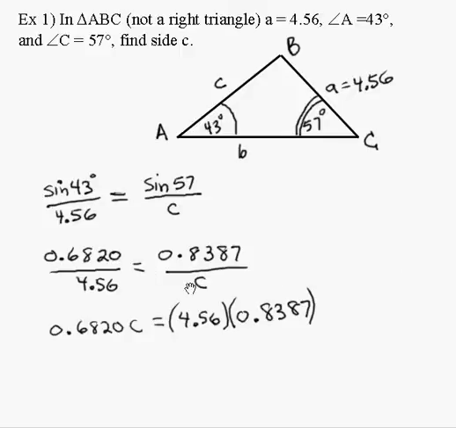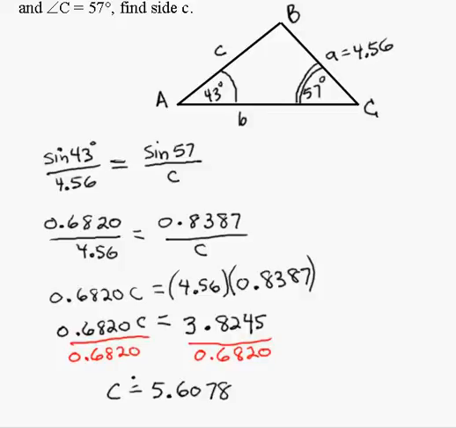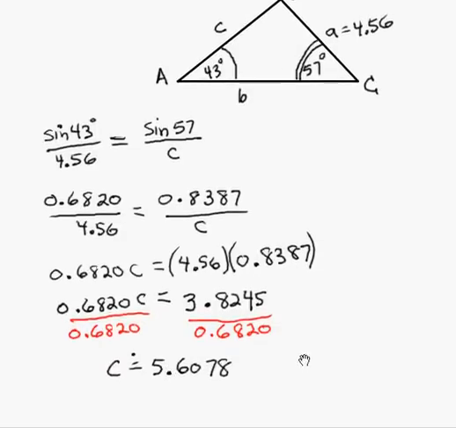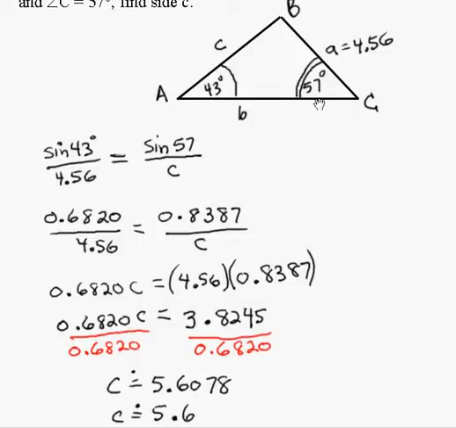And we have a proportion. When we do that, we know the product of the extremes equals the product of the means. Let's do our multiplication. 4.56 times 0.8387 is 3.8245. If we divide both sides by 0.6820, we will find out what C is. So side C is approximately 5.6078. For triangles, we usually take the sides and round them to the nearest tenth. So C is approximately 5.6. And so there's the situation where we use the law of sines. We knew what angle C was, and we needed to find out what side C is.